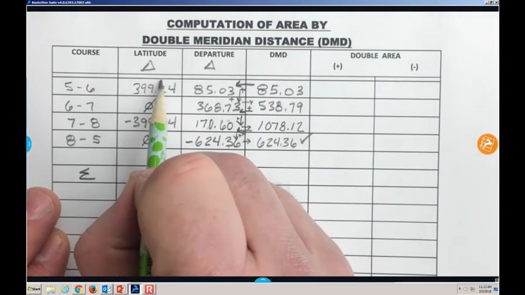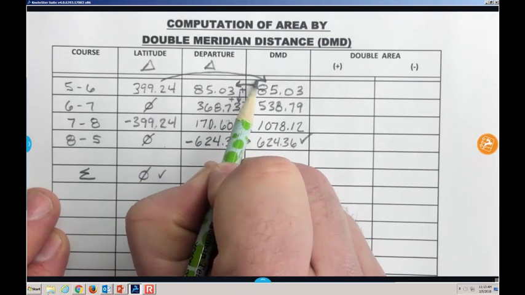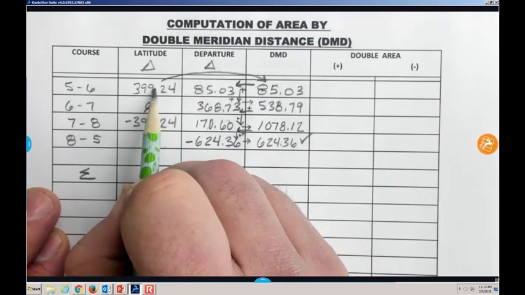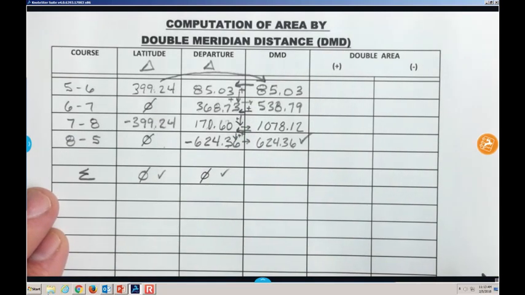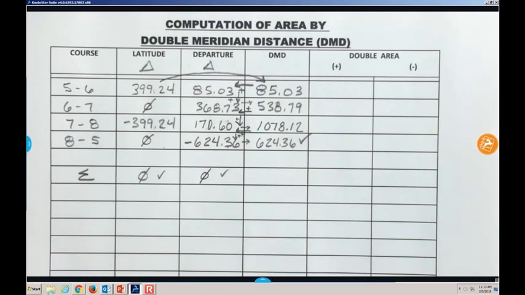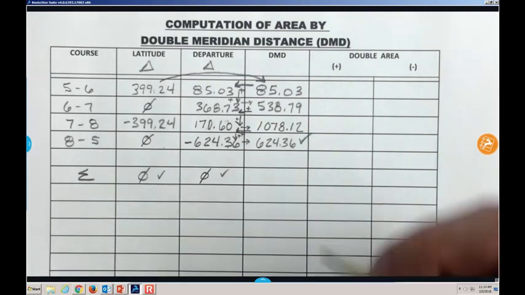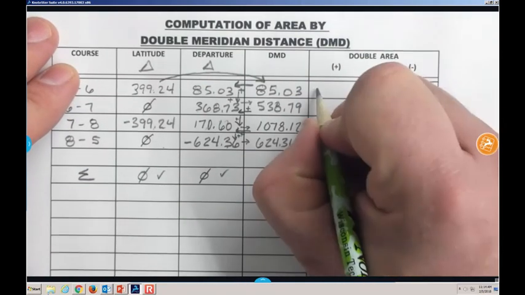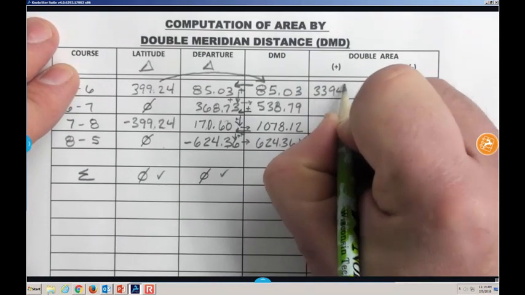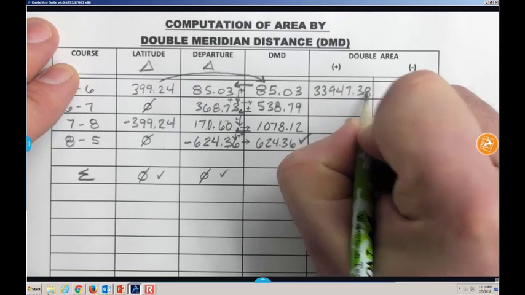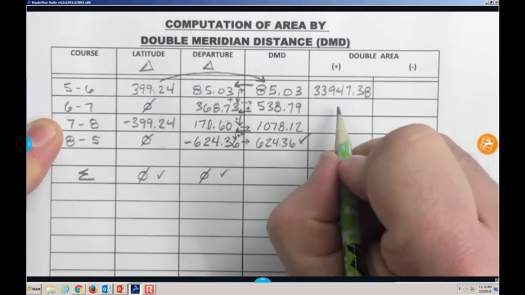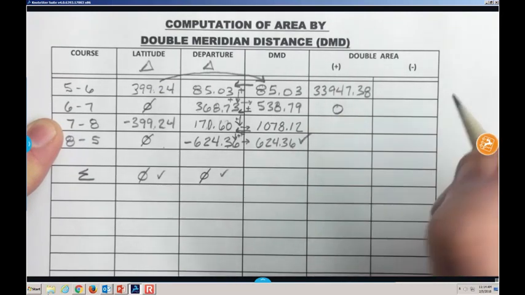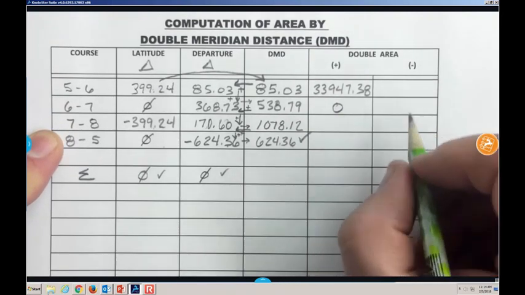Alright, so let's go ahead and figure out our double area. So we're going to multiply the latitude times the double meridian distance. And that's going to give us a positive something or other. 33,947.38. Okay. How about from 6 to 7? 0. Okay. 7 to 8? 430.